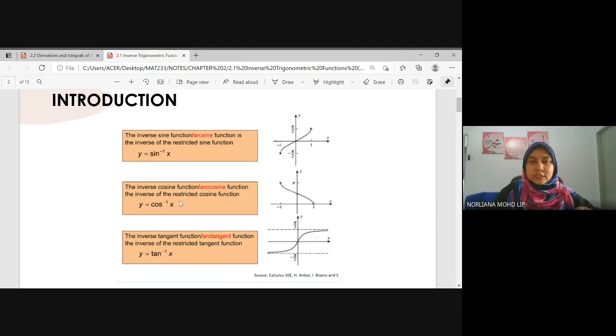And the second one is the inverse of cosine. So this is the graph for inverse cosine. We restrict the domain from -1 until 1, and the range from 0 until pi.